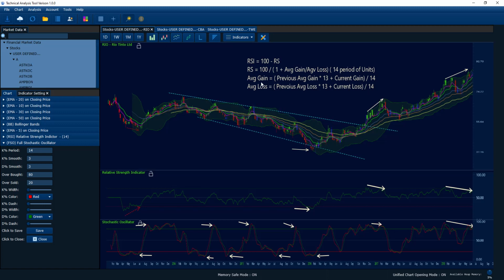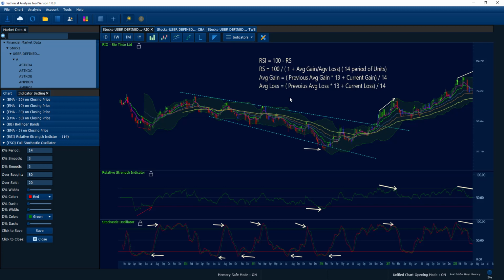Basically, you are using the previous 14 units of price gain. You need to get the average gain and average loss. How do we get those? Basically, you take today's close minus the previous day's closing price.